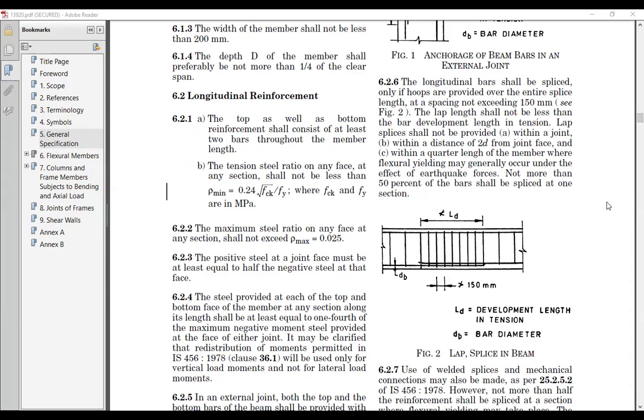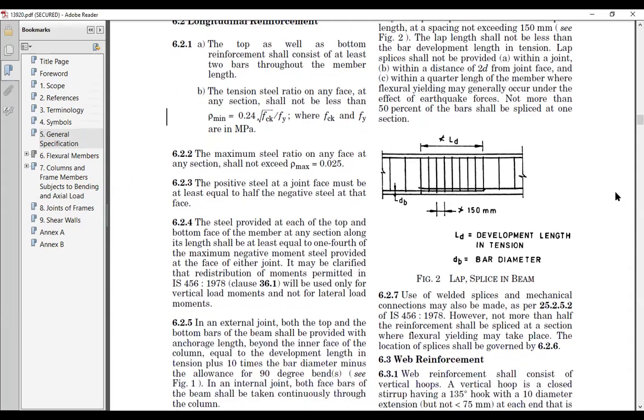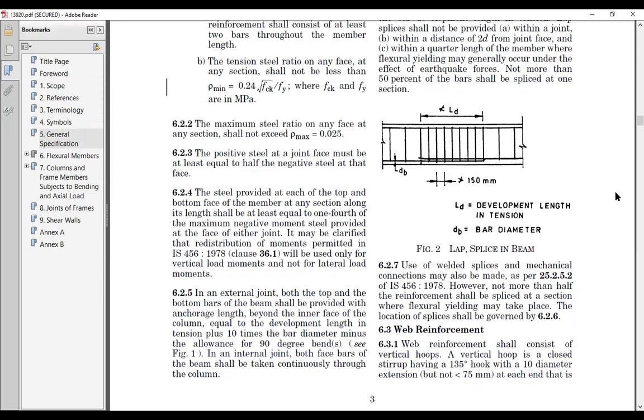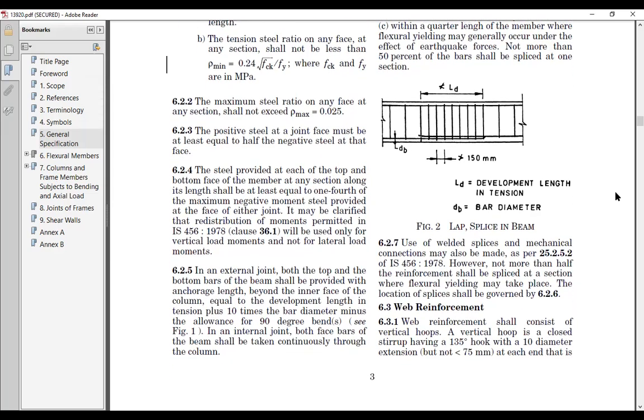Okay, so now what is the next clause? The steel provided at each of the top and the bottom face of the member at any section along its length shall be at least equal to 1/4 of the maximum negative moment steel provided at the face of either joint. It may be clarified that redistribution of moments will be used only for vertical load moments and not for lateral load.